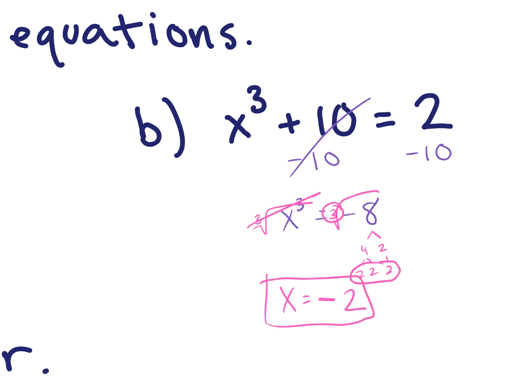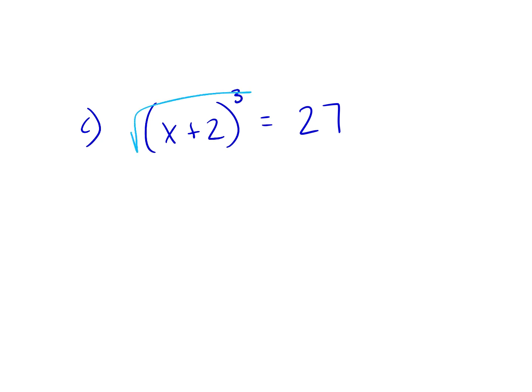All right, I want to do one more just for fun. So I'm going to call this C. So let's say I had x plus 2 to the third power is equal to 27. What would I do to solve? Distribute the 3? I would take the cubed root of both sides.